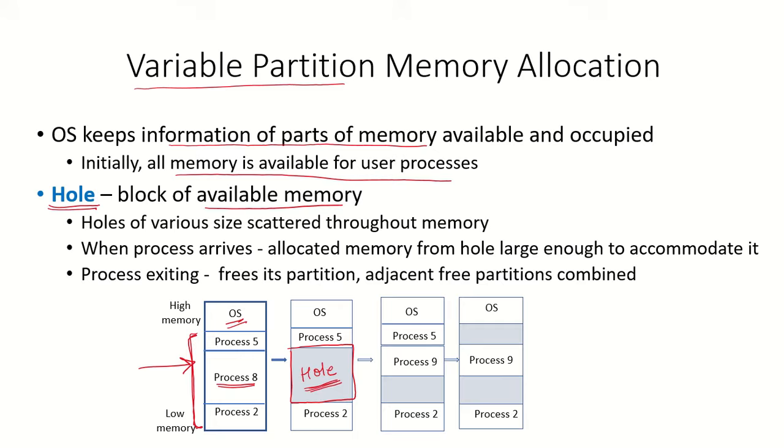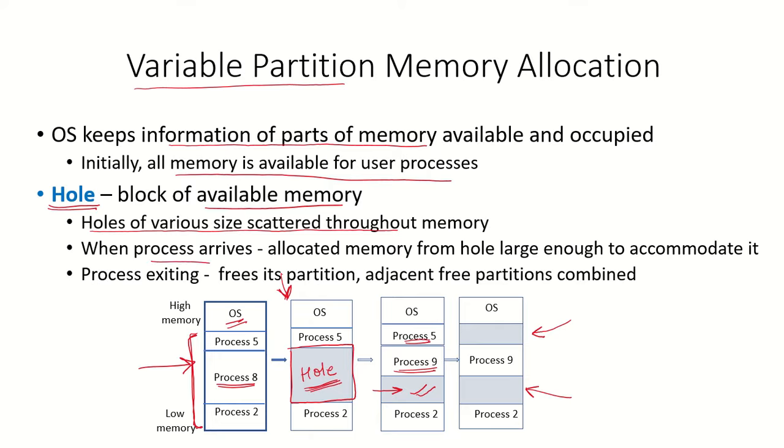So there is a possibility that holes of various sizes may be scattered throughout the memory. Let's say after this state of the memory, process 9 was brought in. So it was brought into a part of the hole and now only this part of the hole is left. So this is the only available memory now. If process 5 leaves now, then we will see that another hole is created. So this way, as the processes come and leave the memory, holes may be created and they may be scattered throughout the memory.